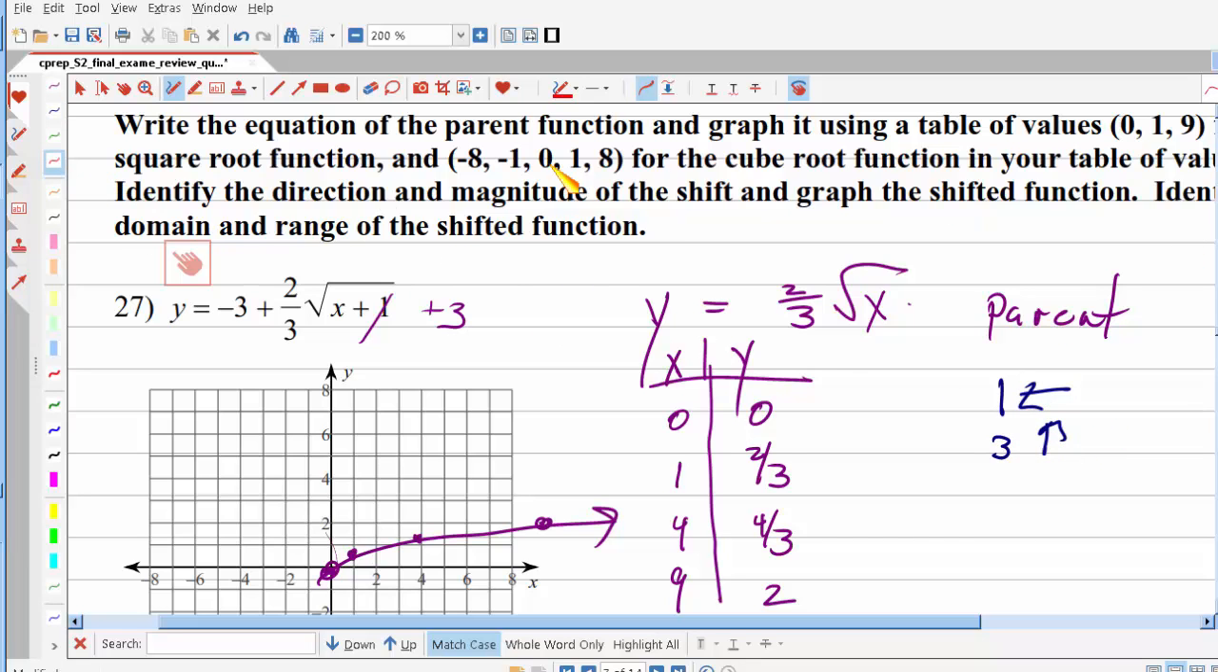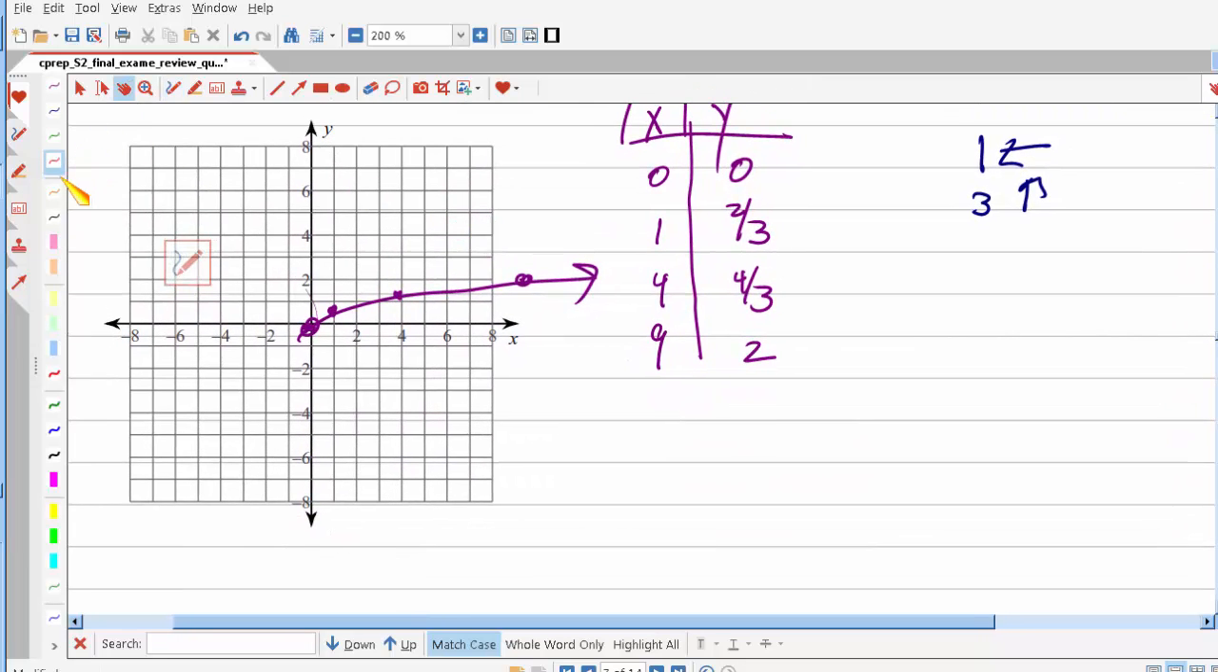So I'm going to graph the shifted function now. I'm going to go 1 to the left and 1, 2, 3 up from each point. So that's my shifted function.